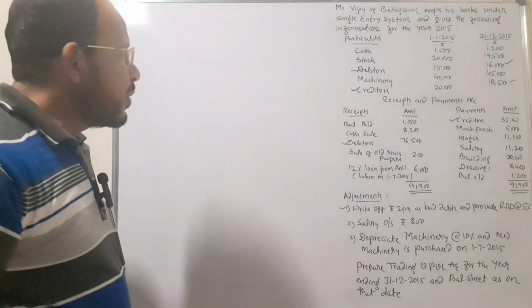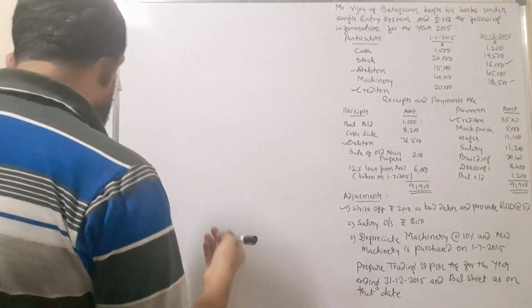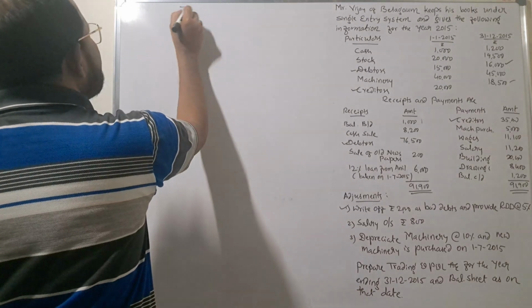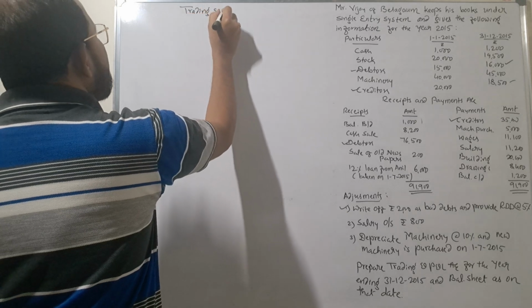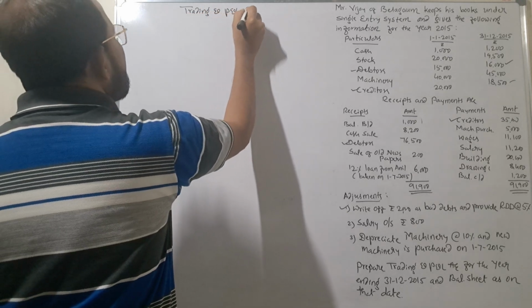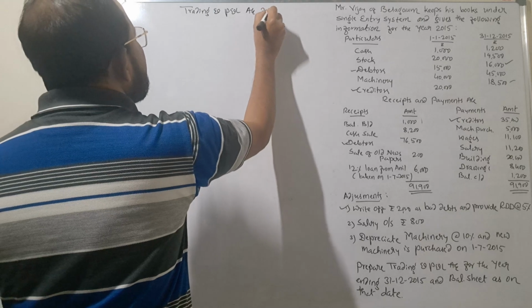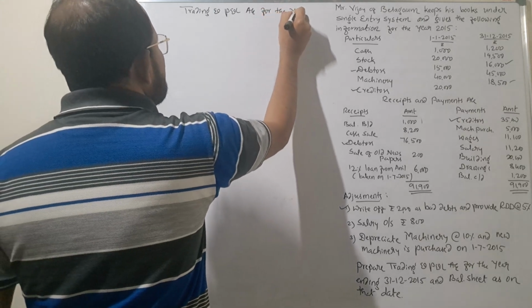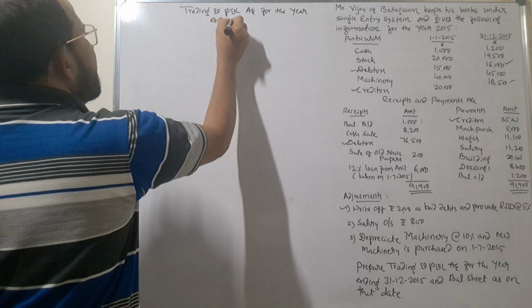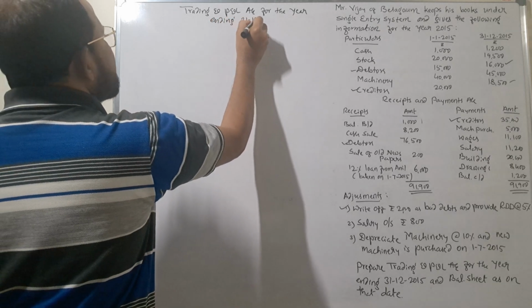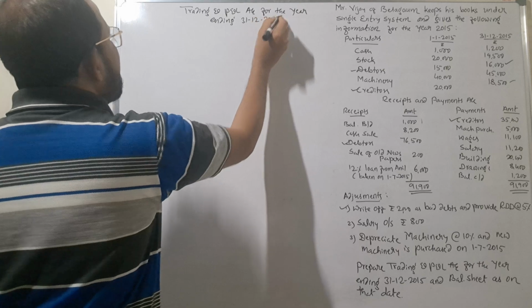Then directly we can go to the preparation of what? Trading and profit and loss account. Trading and profit and loss account for the year ending 31st December 2015.